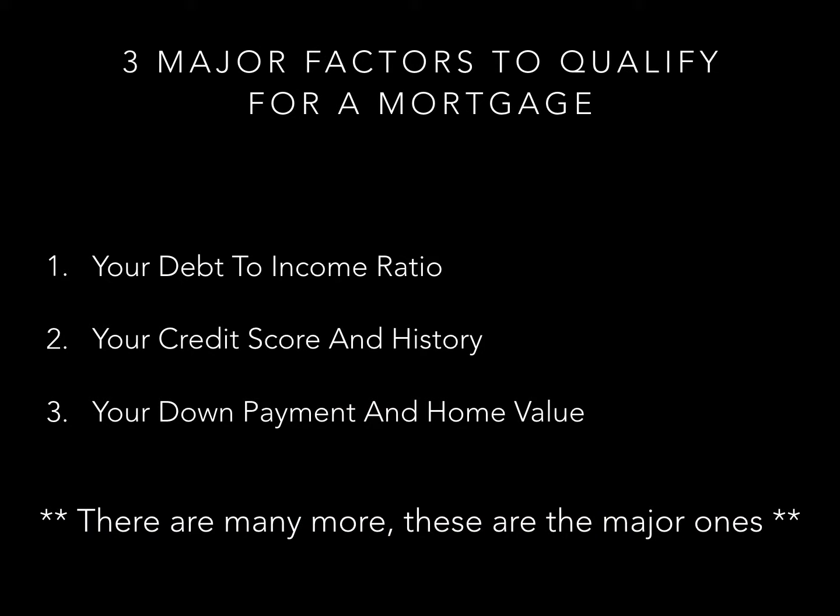The three major factors to qualify for a mortgage are your debt to income ratio, your credit score and history, they both go hand in hand though, and your down payment and the value of the home. There are many more. These are just the major ones. And as you're going through the process of qualifying for a home loan, which is also sometimes called the underwriting process, you might encounter other different issues, especially if you run your own business or if you have a unique situation. But these are the major factors.